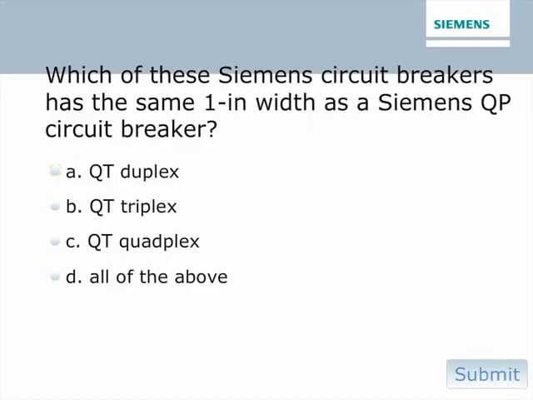Question 9. Which of these Siemens circuit breakers has the same 1-inch width as a Siemens QP circuit breaker? Is it A, QT duplex, B, QT triplex, C, QT quadplex, or D, all of the above?